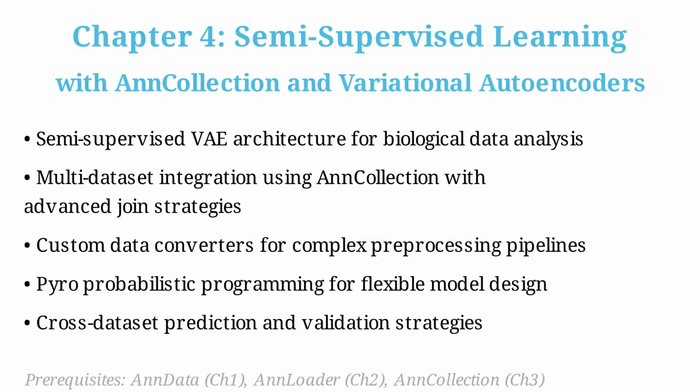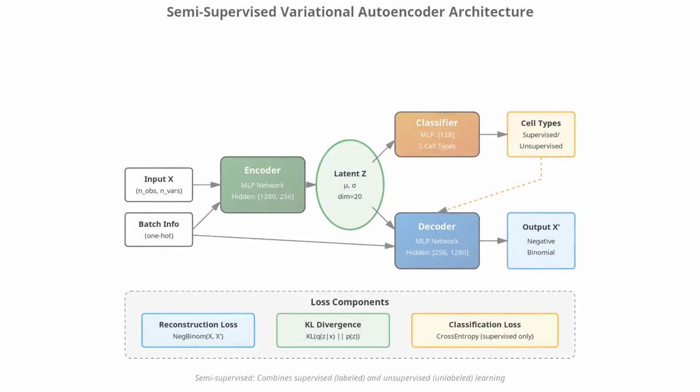Building on what we learned in previous chapters, in this session you'll learn how to build a semi-supervised VAE architecture for biological data analysis, how to perform multi-dataset integration using AnnCollection with advanced join strategies, how to create custom data converters for complex preprocessing pipelines, how to use probabilistic programming for flexible model design, and how to implement cross-dataset prediction and validation strategies. Before we begin, make sure you understand Anndata from Chapter 1, AnnLoader from Chapter 2, and AnnCollection basics from Chapter 3. Let's start by understanding semi-supervised VAE architecture.